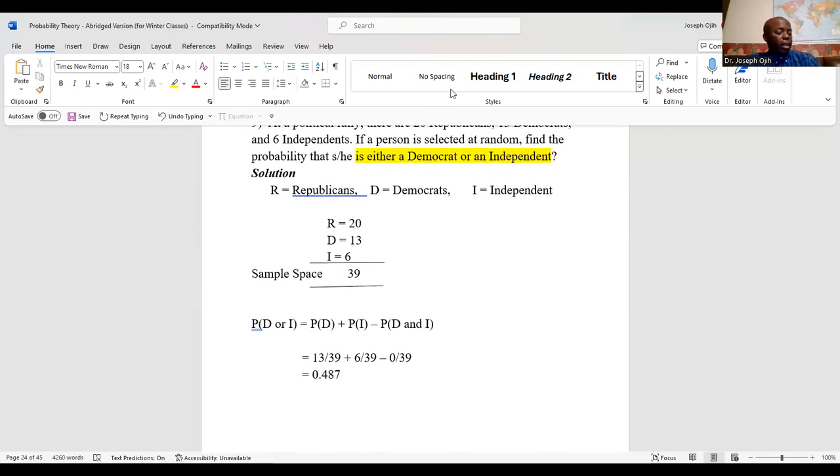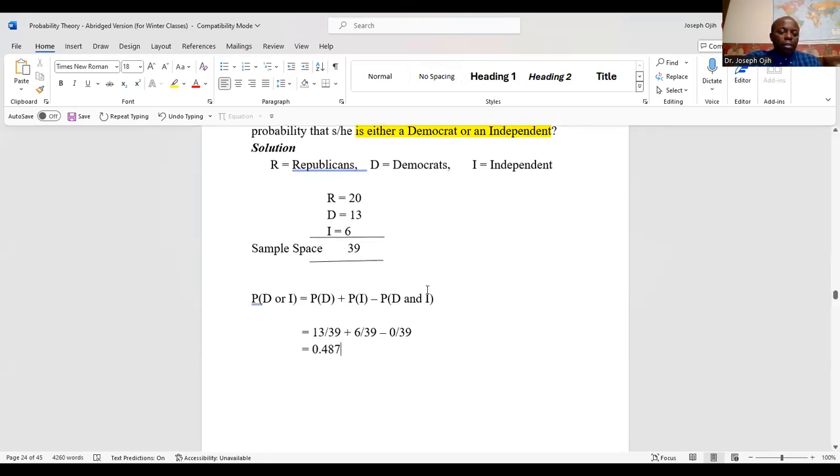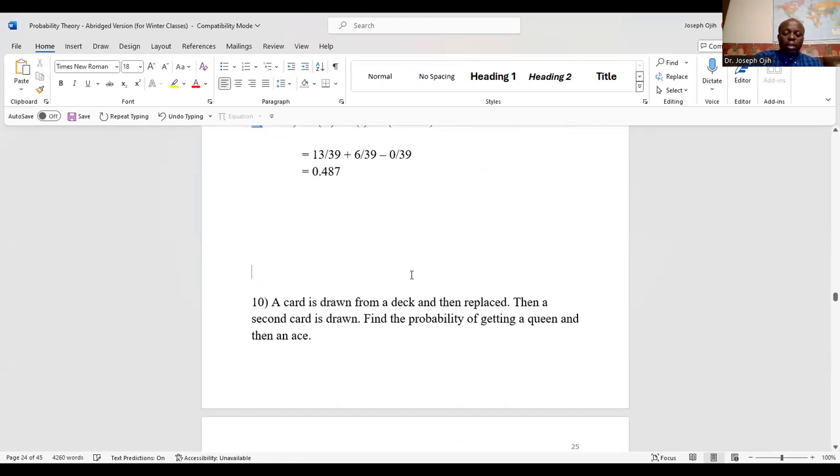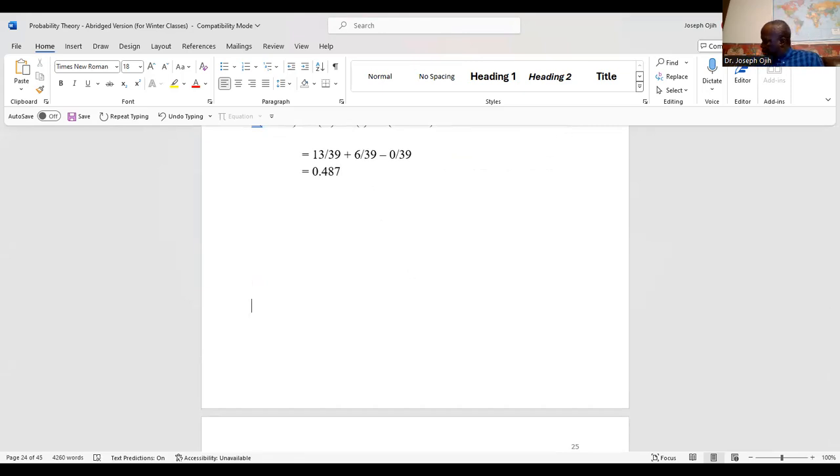We can now look at more examples. Does anybody have a question before we go to more examples? Excellent, so no question. Good. Let's look at a scenario.